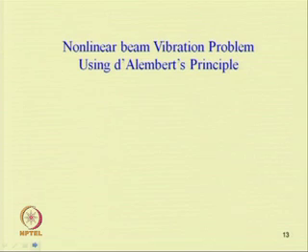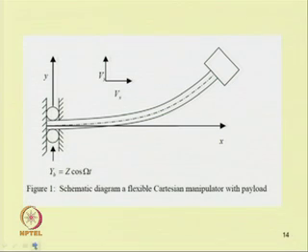Now we will use the D'Alembert principle to derive the equation of motion. In this case, let us take this example. We show a Cartesian manipulator with a payload, which can be modeled as a cantilevered beam where the left end is roller supported and can move up and down, and let us consider the large transverse vibration of the beam.